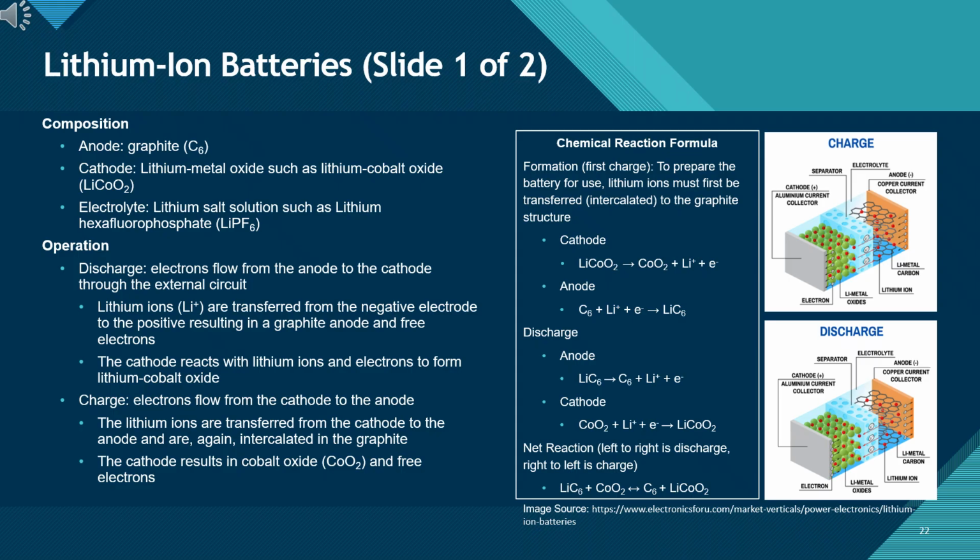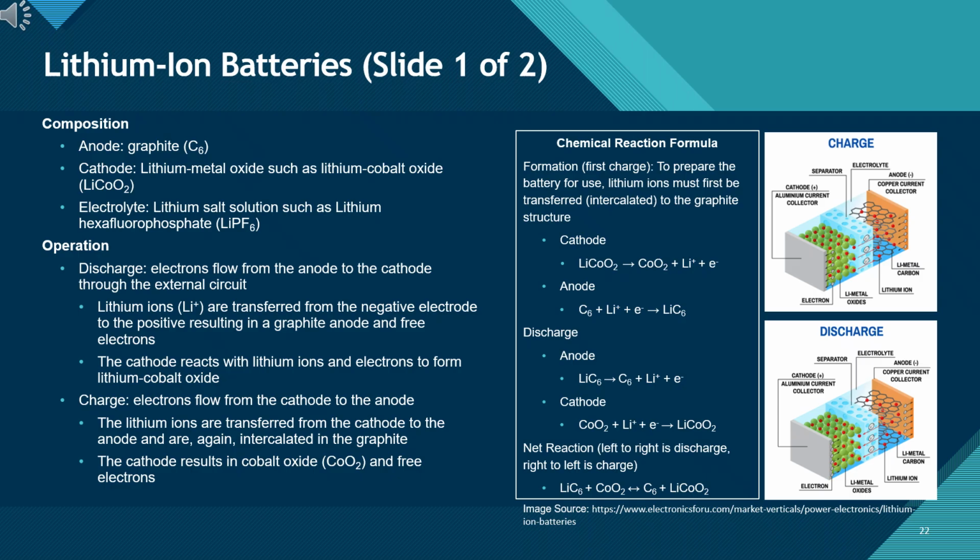During discharge, the battery is powering a device. Electrons flow externally from the anode to the cathode, while lithium ions move internally through the electrolyte toward the cathode. The graphite releases its lithium, and the lithium combines with the metal oxide structure in the cathode.